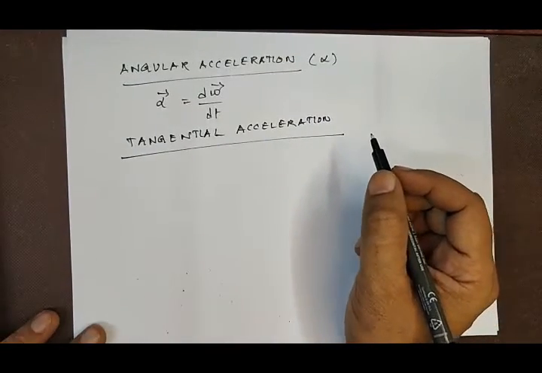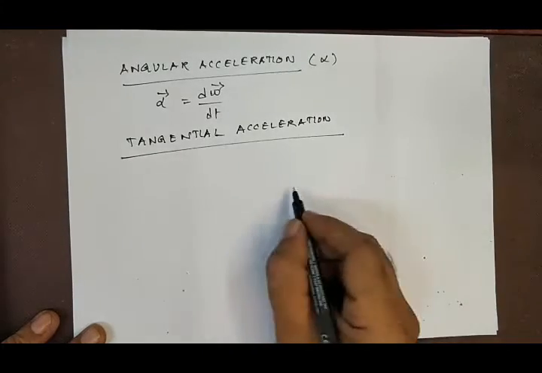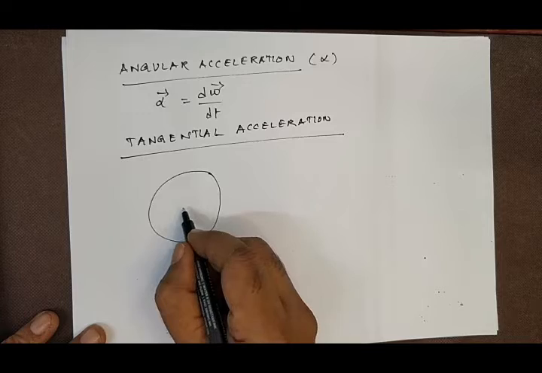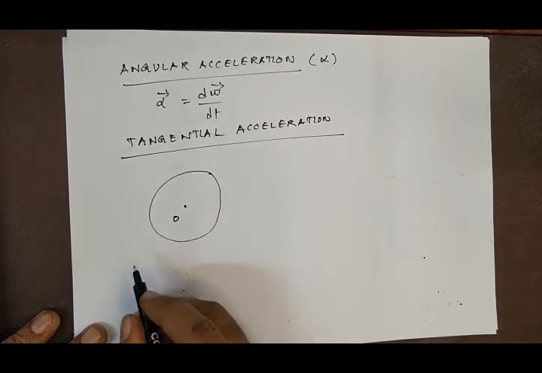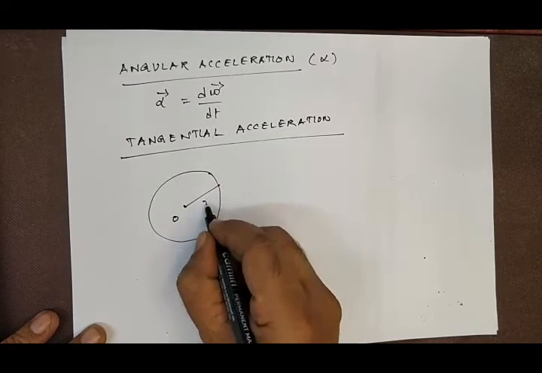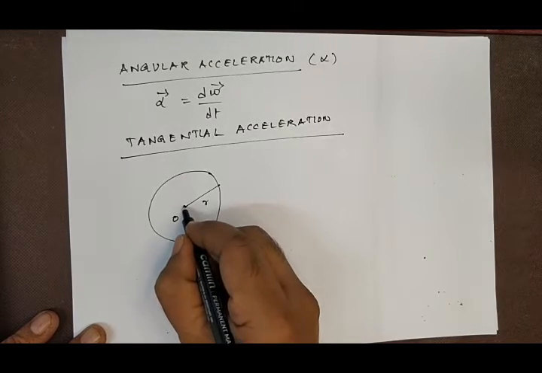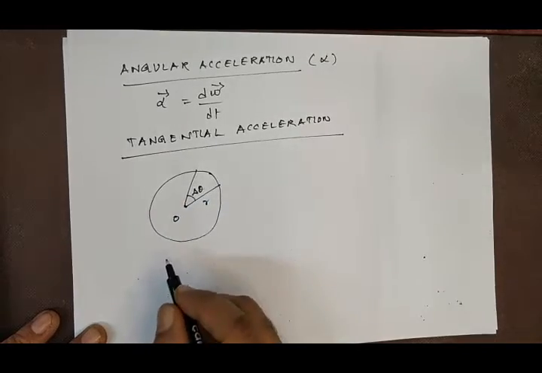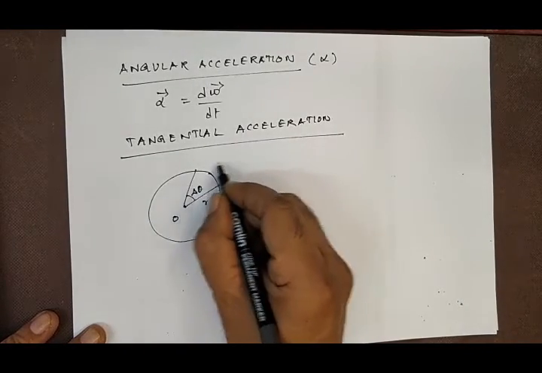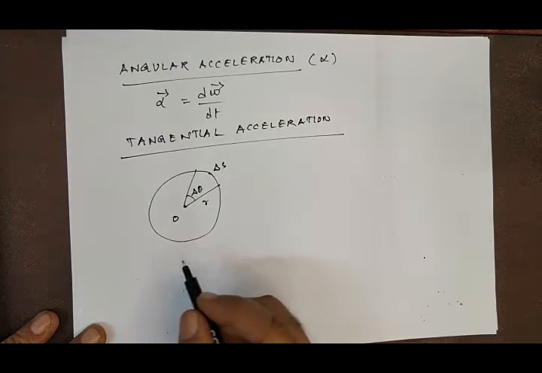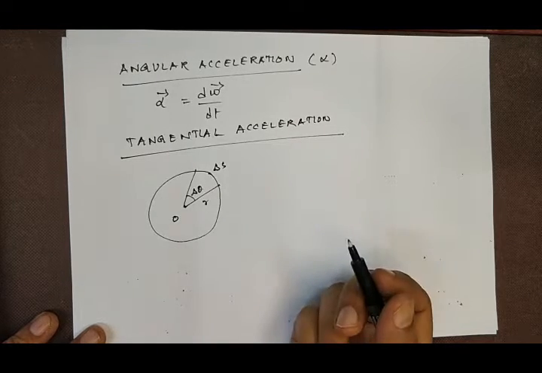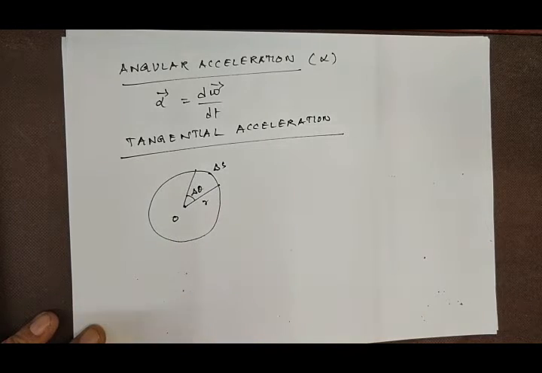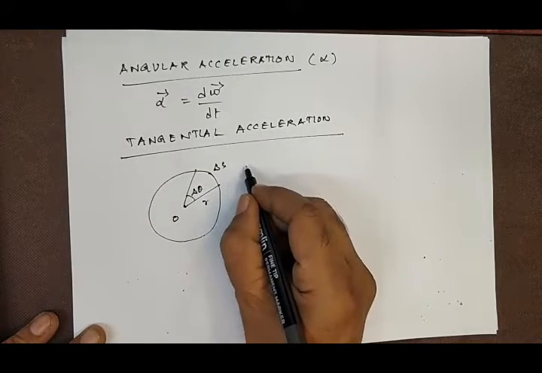Tangential acceleration. In fact, let me consider a circular motion like this, and O is the center, as I already mentioned. This is the radius r, and it subtends an angle delta theta, and this makes a displacement delta s, that is arc length. We can call it arc distance also, and that takes place in a given time delta t.